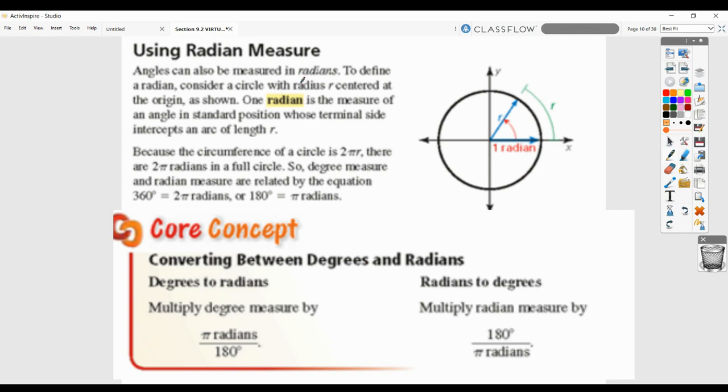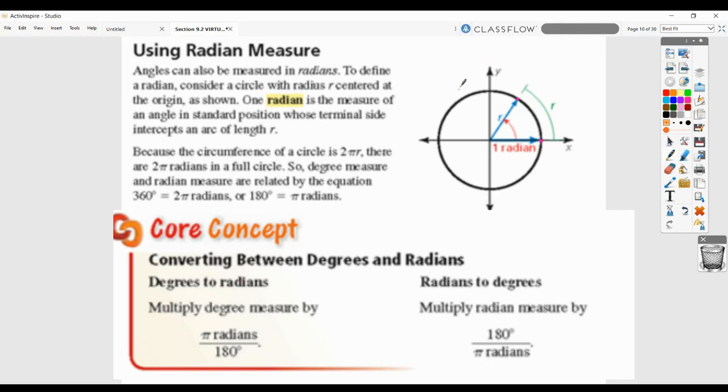A radian is the measure of an angle whose coterminal side intercepts an arc of length r. So 1 radian is the measurement of when you have your initial side, and it's the arc distance, this arc piece on the outside of your circle, from 0 to wherever your radian ending part is, where your radius hits the side of the circle. So the main thing that you should write down here is this.